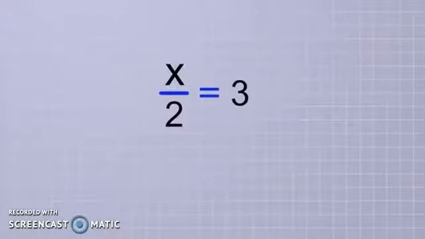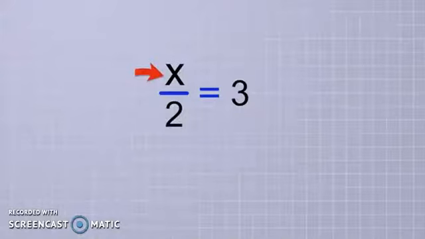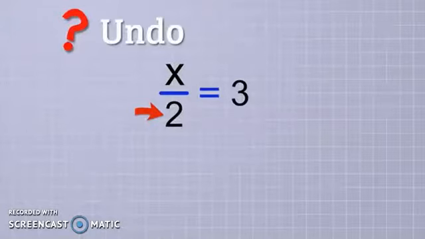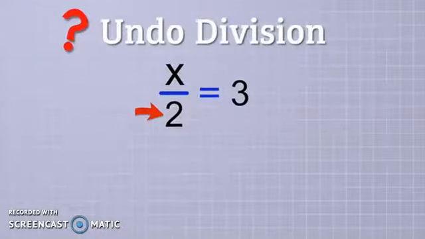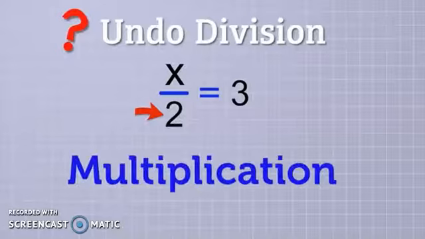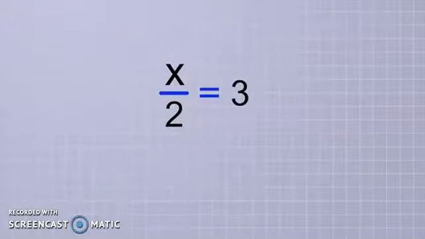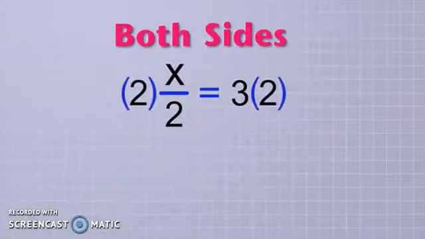Now that we have it rewritten, let's solve it. We can see that the unknown is not by itself because it's being divided by 2. How can we get rid of or undo that division? Yep, we can undo division with multiplication. So we need to multiply both sides of the equation by 2.